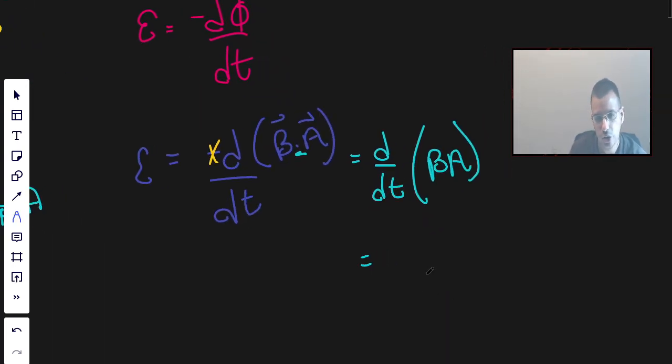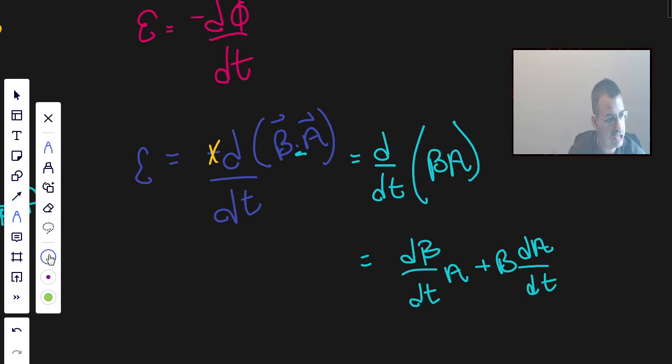Now, to go a little bit deeper, to take the derivative of magnetic field times area, we're going to do the product rule. I'm not going to dwell too much on this. The product rule of magnetic field times area is the derivative of magnetic field with respect to time times area, plus magnetic field times the change in area with respect to time.